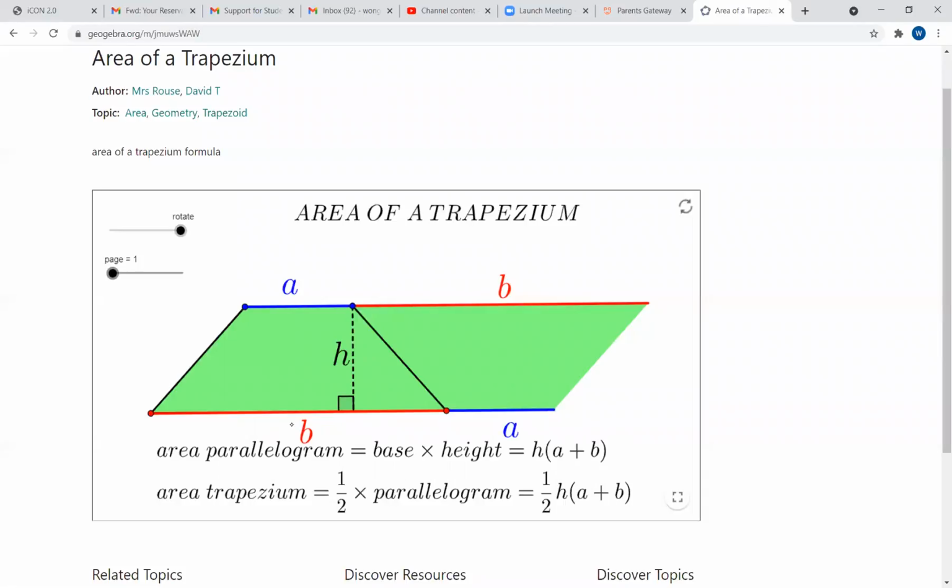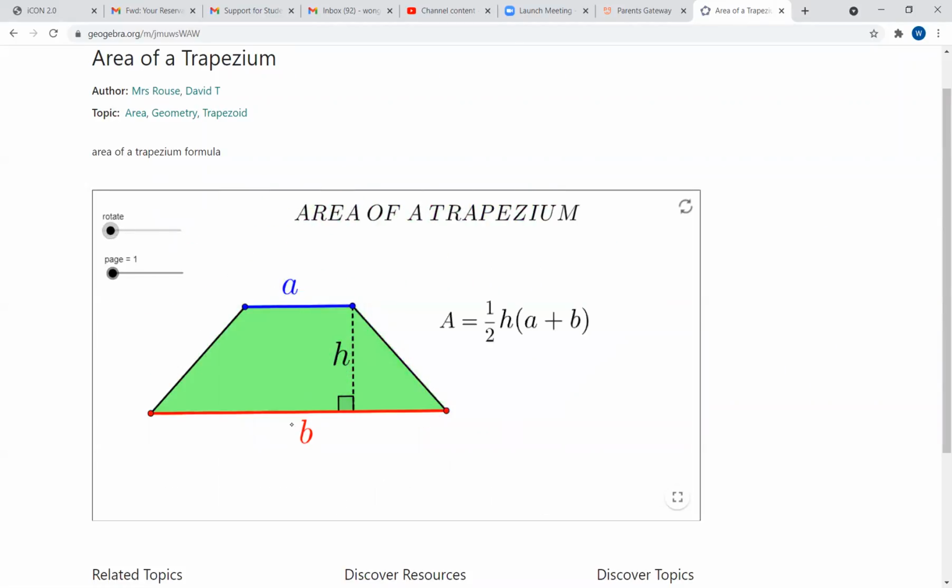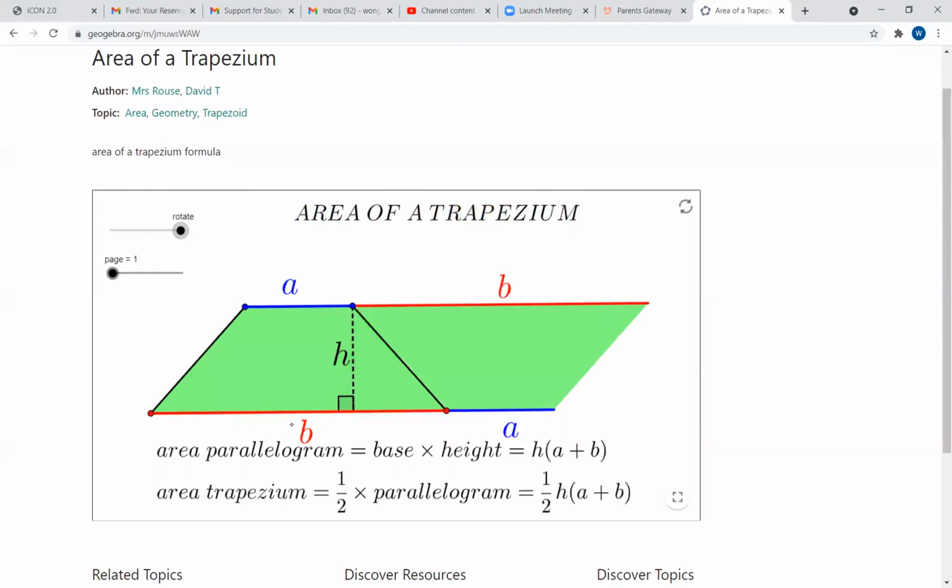What about the height of the parallelogram? What is it? H, correct. Okay, so if I ask you to find the area of this parallelogram, the answer will be A plus B times H. A plus B times H. But I don't want the area of a parallelogram, I want the trapezium. So how is the area of a parallelogram related to the trapezium? Show you again. How is the area of one trapezium related to the area of two trapeziums? In other words, a parallelogram.